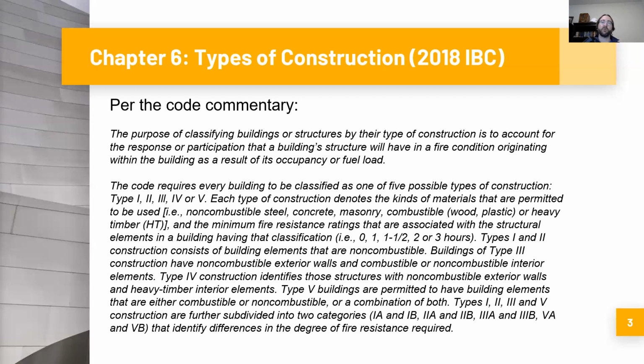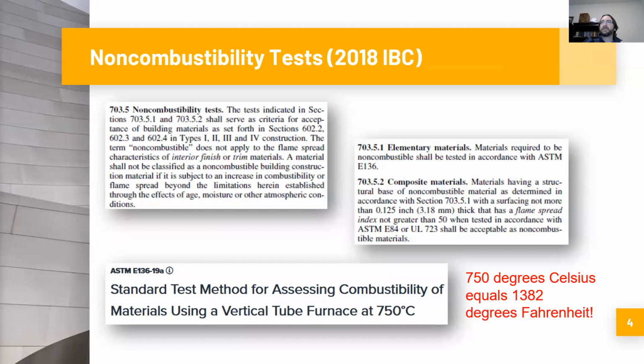So, it's more than four, but those four basic elements are what drive the ultimate classification of the construction type and fire resistance rating. It all comes down to the type of rating required and whether or not the materials are combustible or non-combustible. So the code also has non-combustibility tests. These are basically how you establish whether or not a material is going to be considered combustible or non-combustible. As it says, 703.5 non-combustibility tests.